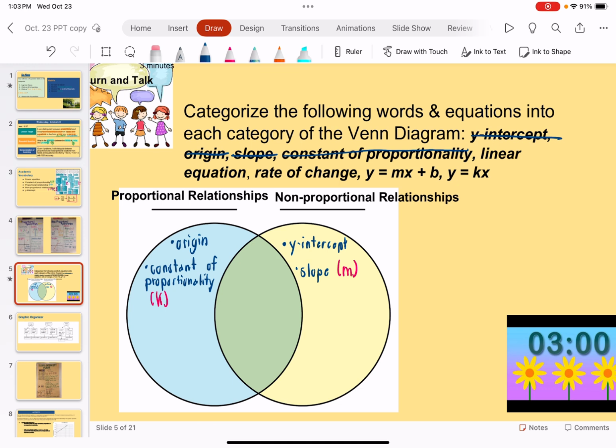And then we have linear equation. So both proportional and non-proportional relationships are linear equations. They both make straight lines when you graph them. So this is going to go in the middle.